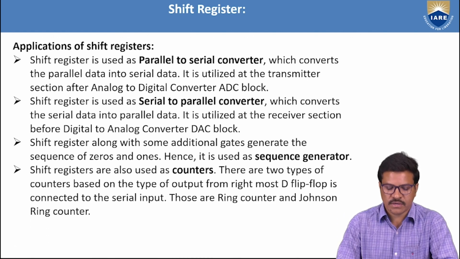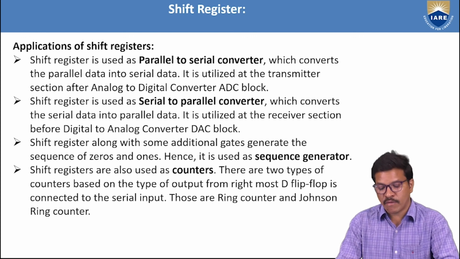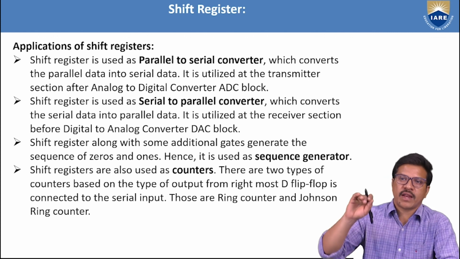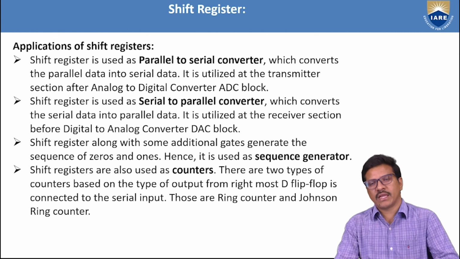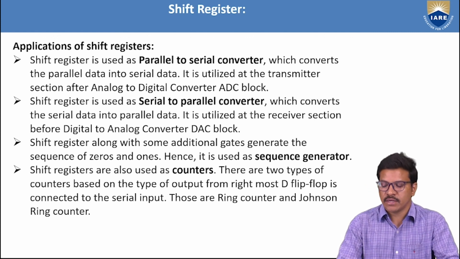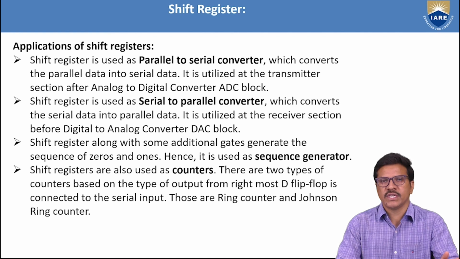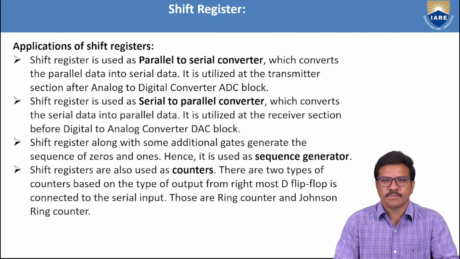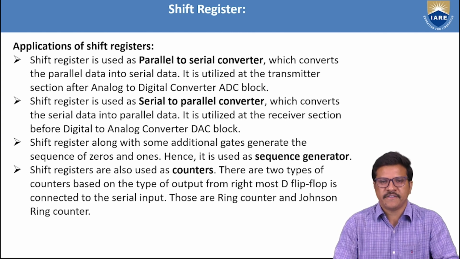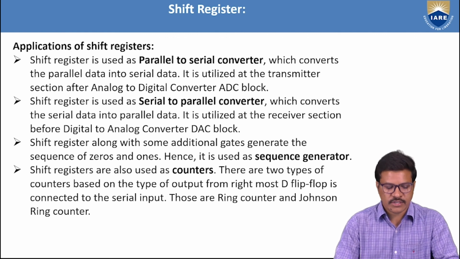And also, shift registers are used as counters. There are two types of counters based on the type of output. The output from the rightmost D flip-flop is connected back to the serial input. Those are the ring counter and the Johnson counter. So in this way, we can use shift registers in parallel to serial and serial to parallel converters, sequence generators, and especially counters. So this kind of application is possible with shift registers. So we can study the shift register by considering all these things.